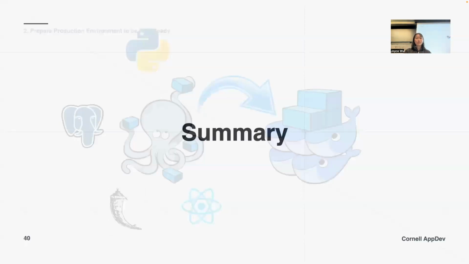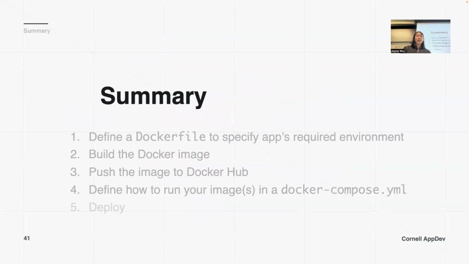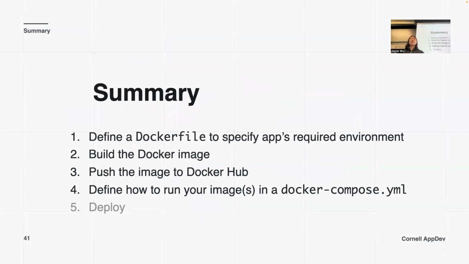Okay. Cool. So just as a quick summary of what we've covered today. First, to get started with the containerization process, we define a Dockerfile to specify the app's required environment to help build our Docker image. We then push that image to Docker Hub. And then if you have multiple images that you would want to build containers off of, you specify how that works in your docker-compose.yaml file. We haven't deployed anything yet. That's what we'll cover next week.